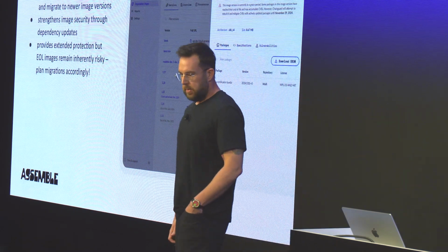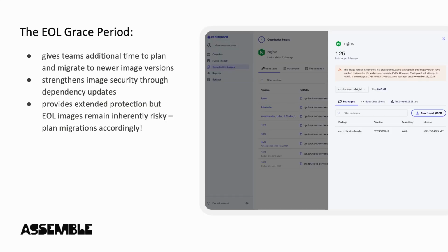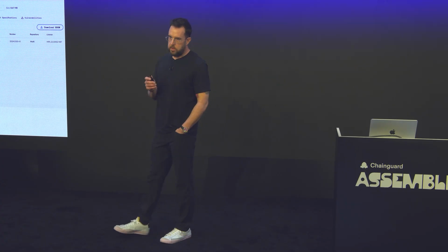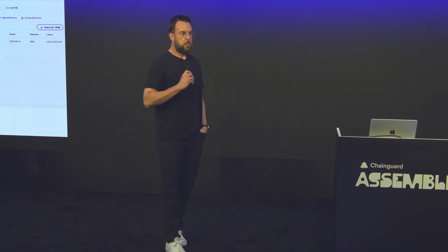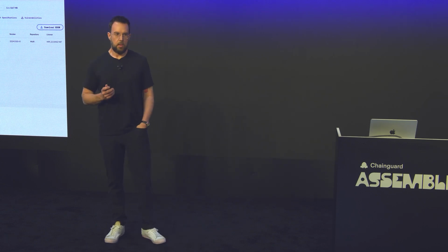All right, so kind of wrapping up here, we have a few important takeaways in that with the end-of-life grace period, you will receive up to 6 months of updates, extending your timeline as you migrate to a newer version. During this time, your EOL images will receive updates to their package dependencies, improving its security and reducing all of its CVEs. Remember, though, that even with an extended grace period, you'll get an extension to your timelines. However, these images remain inherently risky. So even though you're covered, we still recommend that you update to a later version.